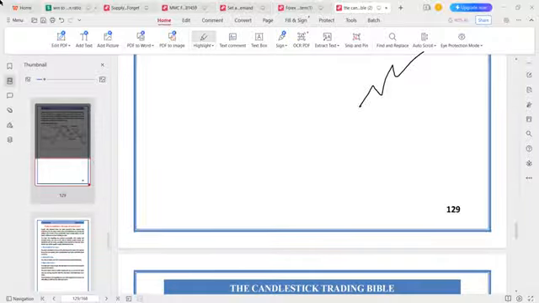So I think we've touched most of the examples here. I'm not sure how long I've been going for. I also want to get ready for the New York session today because that's the session which I mainly trade. So let me quickly round this up. Let's see how many more pages we can push before we conclude this session. So Candlestick Trading Bible. Okay, there we go.